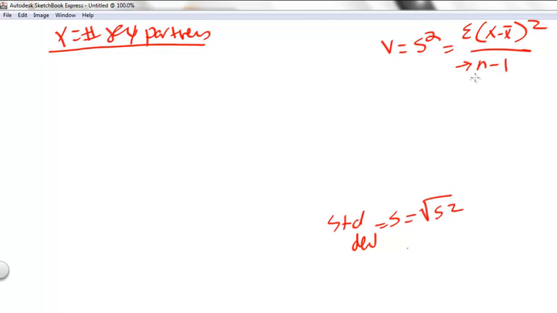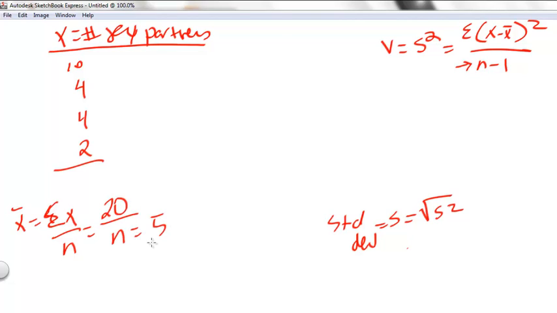So we know that we're going to need the mean. We're going to need x bar, right? So let's go to our data. Our data looks like, first person said 10 sex partners, next person said 4, next person said 4, and finally the last person said 2. So x bar equals the sum of the x's over n, 10, 14, 18, 20, 20 over 4, is 5. Okay, so let's say that's x. Go ahead and put x bar here.